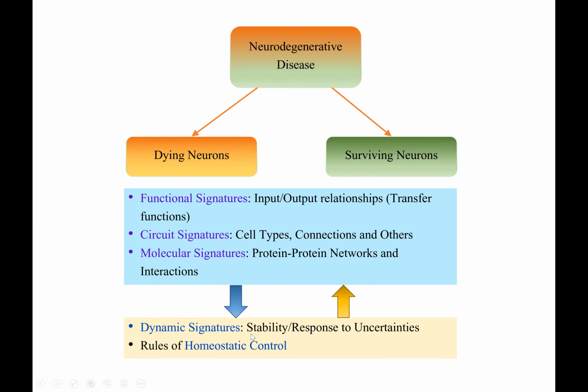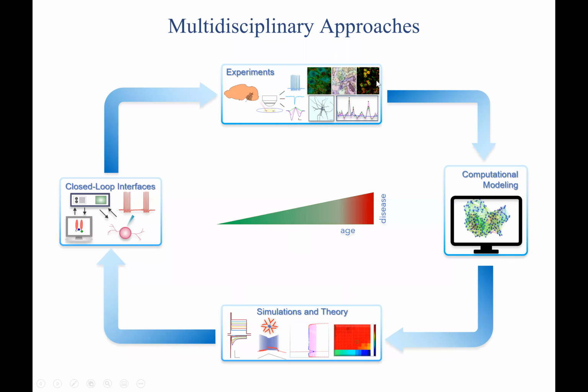So I'm happy to discuss any of these things in detail, but that's the gist of where we are with this. We do use a combination of approaches. Like I said, we do experimental work, computational modeling, simulations, and theory. And also today, I want to share with you the use of these closed loop interfaces where the models come in closed loop with real experiments, and this happens in real time.